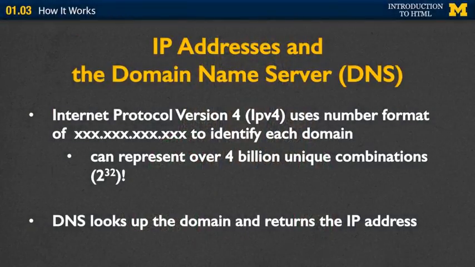The IP protocol version 4 is able to represent 4.3 billion different combinations, which is really helpful. What we have now with the domain name server is when you type up your name, it will go and figure out which of those 4.3 billion different addresses you actually wanted to go to.